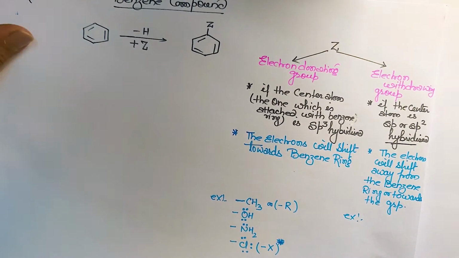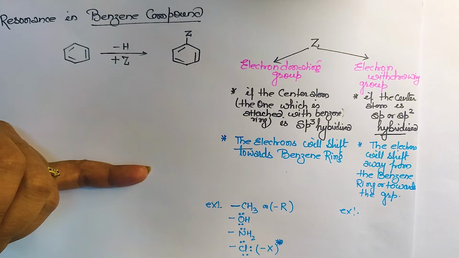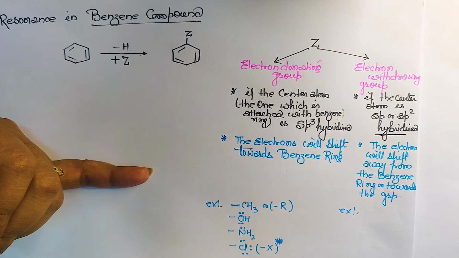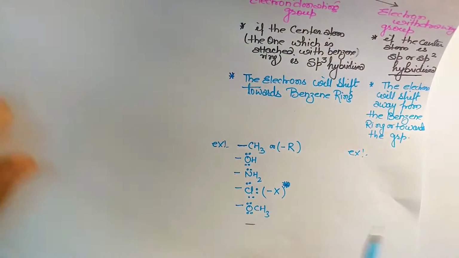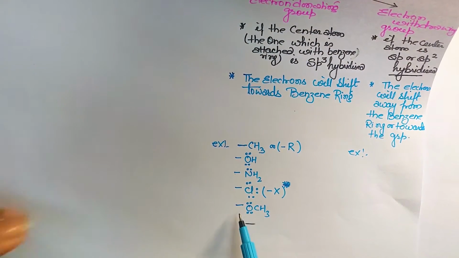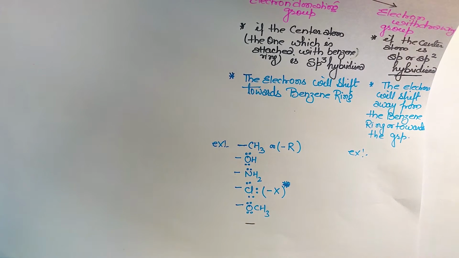Let's do the next example. You can take many more examples. Yes, like OCH3, I'm taking. Is it clear? Just 1 second. This is OCH3. That means 1 bond here, the second bond is with the carbon, and 2 bonds and 2 lone pairs. So sp3. Yes or no?